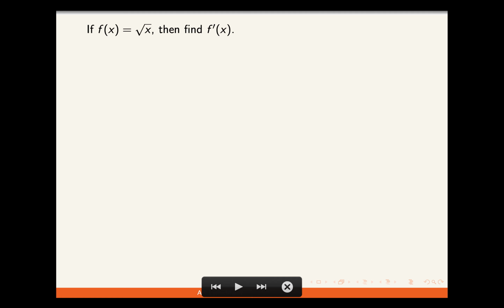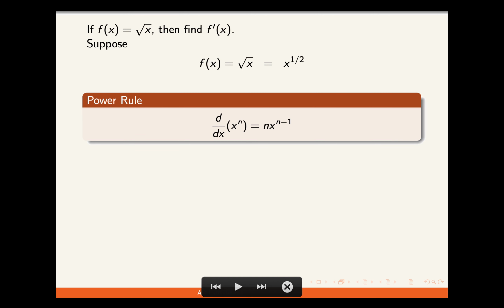Let's see how to find the derivative of the square root of x. Since f of x is given as the square root of x, we can change the square root into exponent form as x to the power 1/2. Then we can clearly use the power rule. We bring the power down, so 1/2 is down, write down the x as it is, and subtract 1 from the power. So we just apply the power rule after we change the radical into the exponent form.